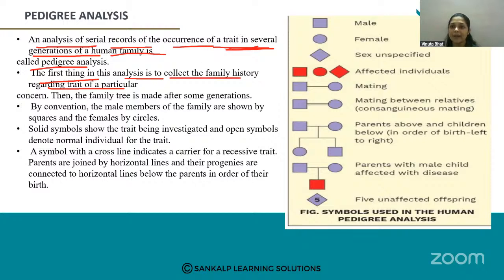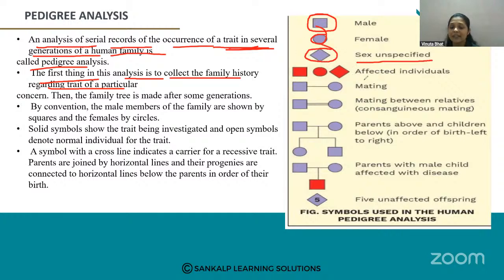To form a pedigree chart, you should know some symbols. To construct the pedigree chart, you should collect the family history, and then you can draw that family tree. For males, you should use a square like this. For females, you should use the circle. And if the sex is unspecified, so we don't know if it is male or female, then we should use this symbol.